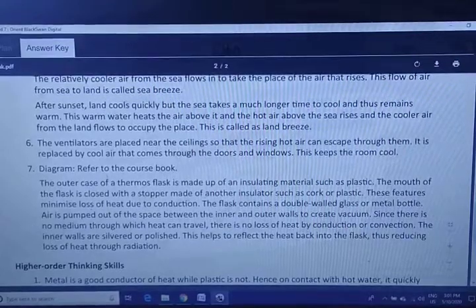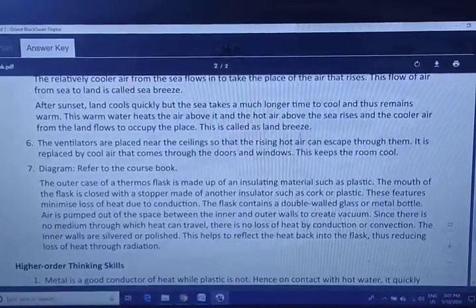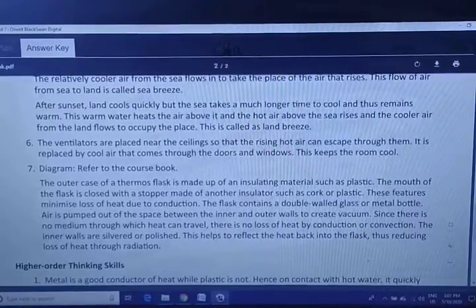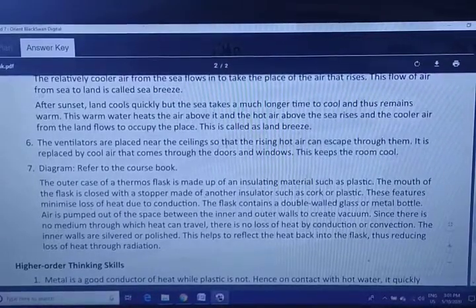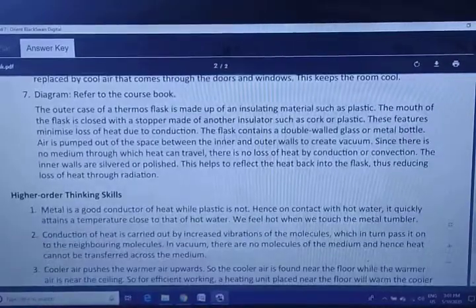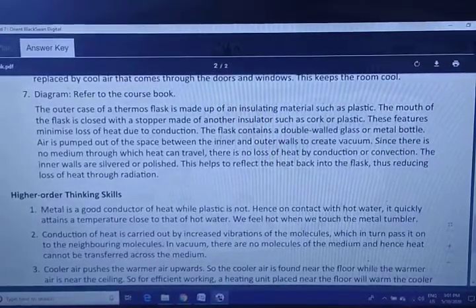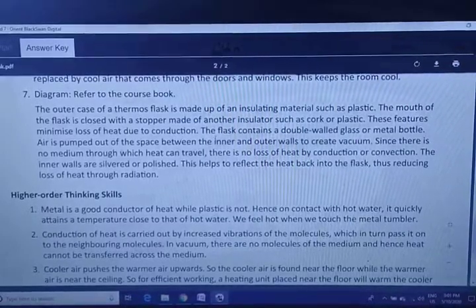So here it is written very nicely. The ventilators are placed near the ceilings so that the rising hot air can escape through them, and it is replaced by the cool air that comes through the doors and windows. This keeps the room cool. Now the next question, the last: draw a labelled diagram of a thermos flask. Explain how it minimizes loss of heat by conduction, convection and radiation.